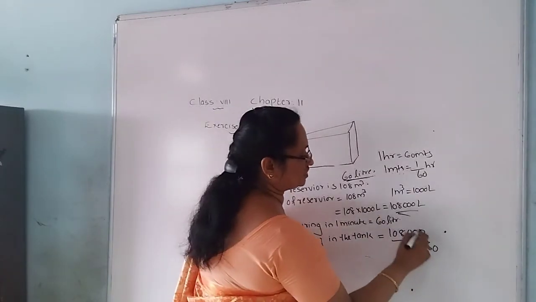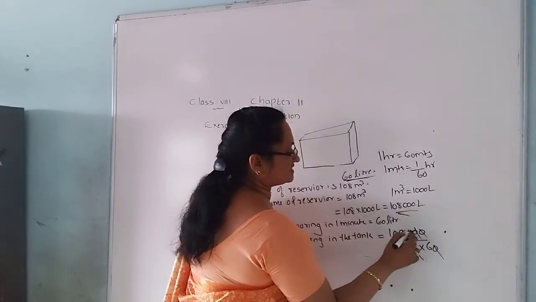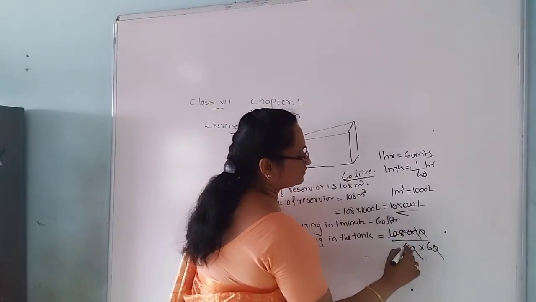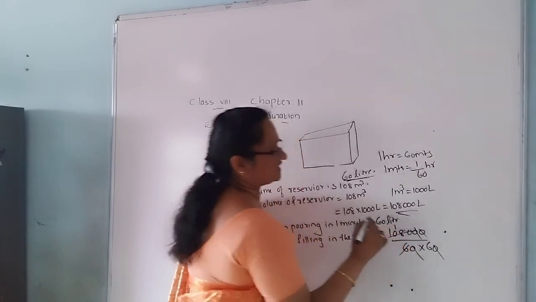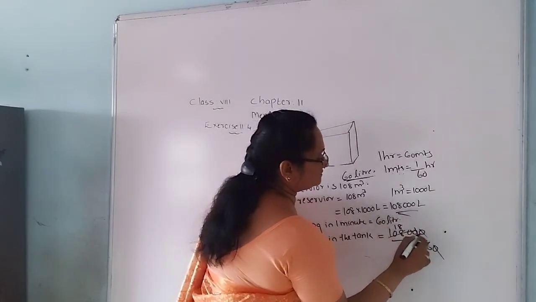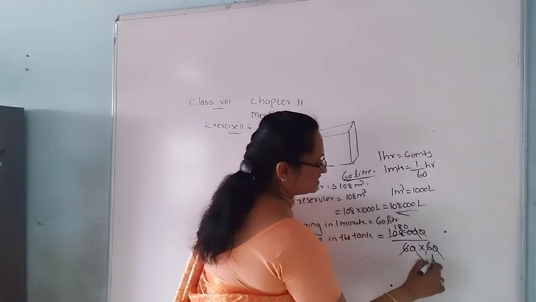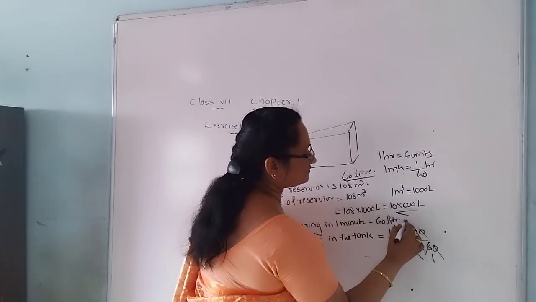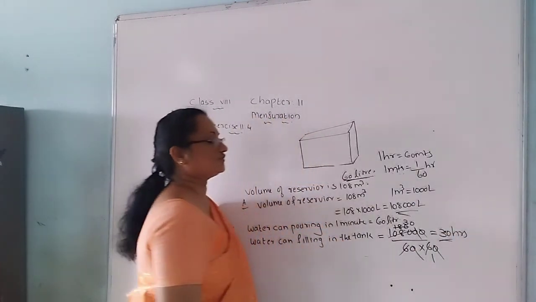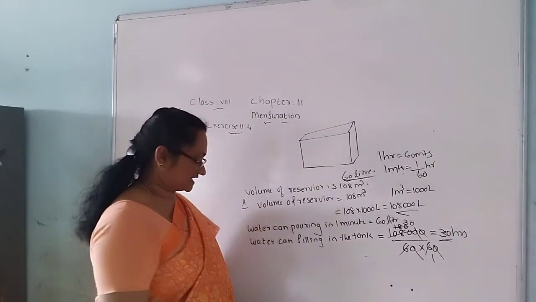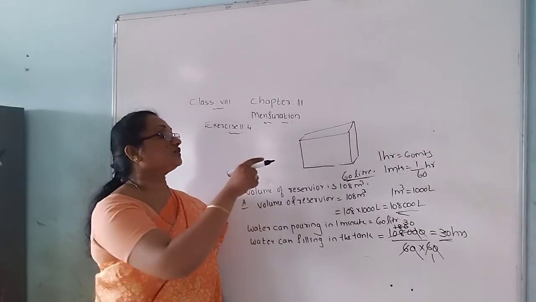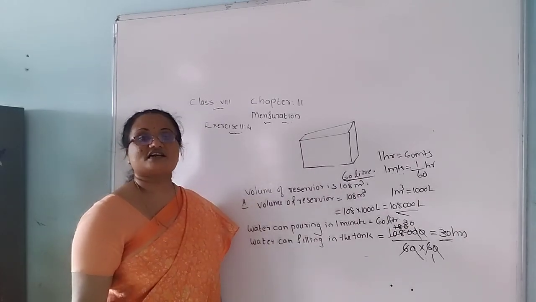Then cancel 0 0, cancel 0 0. Using the 6 table: 108 means 6 table, we can cancel directly. 6 times 1 is 6, 10 minus 6 becomes 4, 48 means 8 times, and then 0 again, 6 times 5 is 30, so 180 gives 30. So how many hours are required? 30 hours are required for filling this water tank. That is the meaning of the question. 30 hours are required to fill that big water tank.